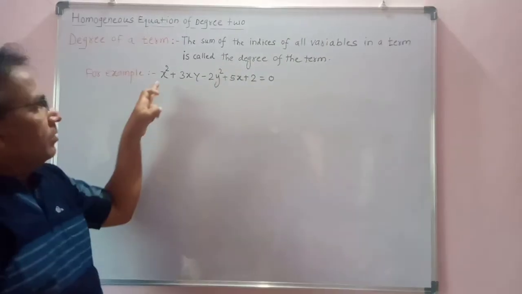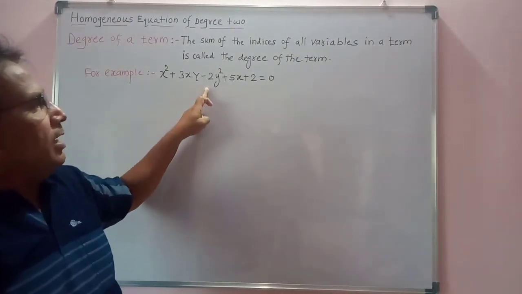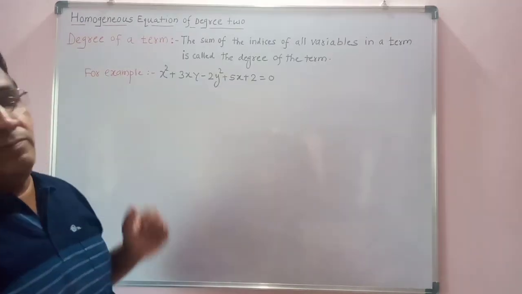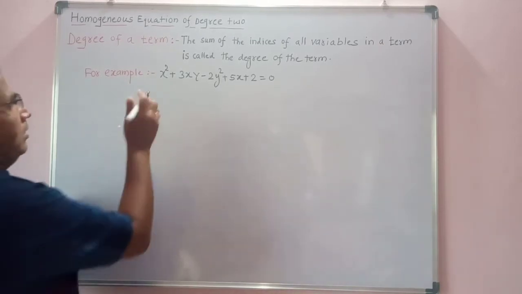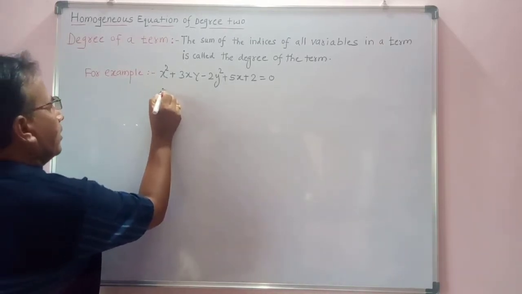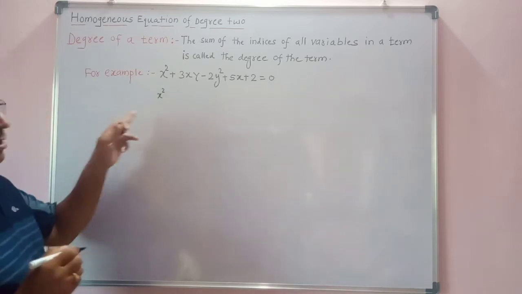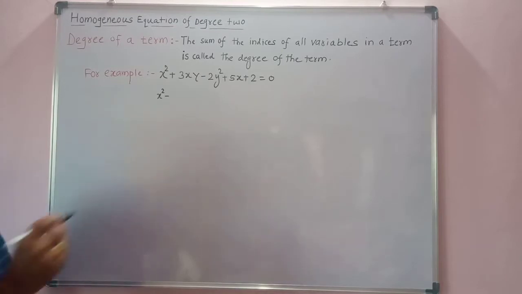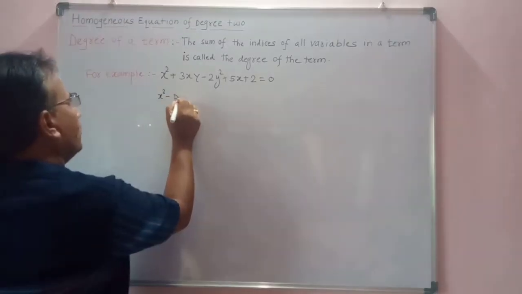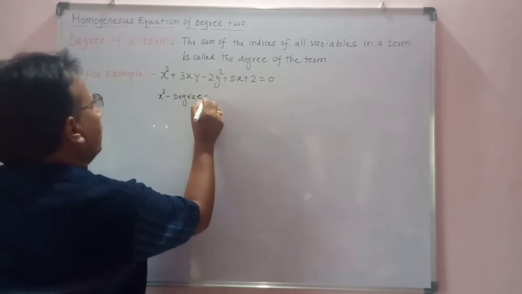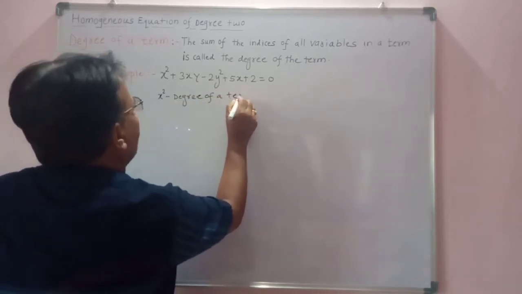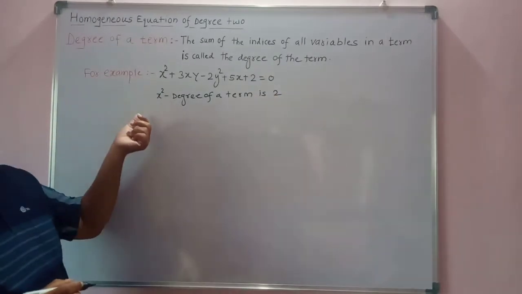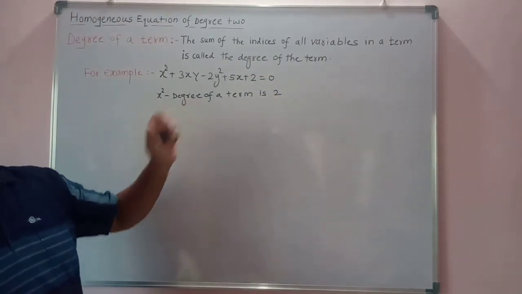For example, x square plus 3xy minus 2y square plus 5x plus 2 equal to 0. What is the degree of each term of this equation? Firstly, we see x square. The variable is x, and the degree of the term x square is 2.